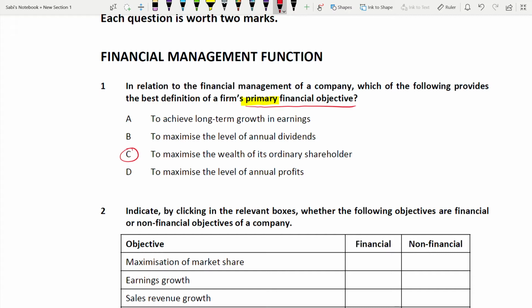What happens at the end? The ultimate goal is that if you maximize the annual profit, shareholders' wealth will increase in the long run. But the others are secondary. So the question asked primary. Do you see how important each word is in a question? If the word primary is not given, and it's just financial objective, this will make it very confusing. That's why each word matters a lot.